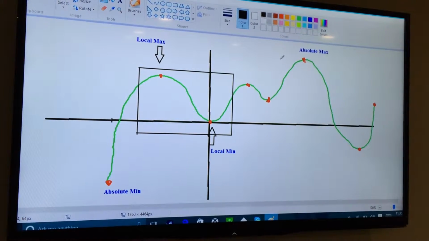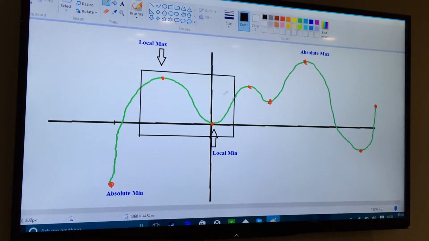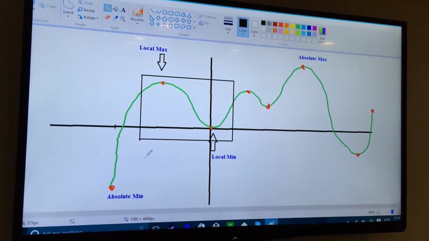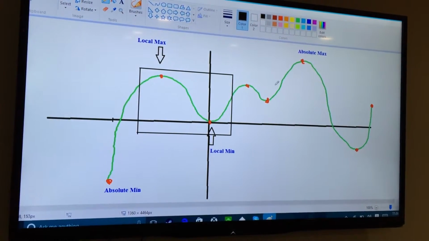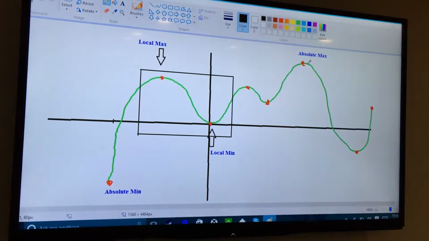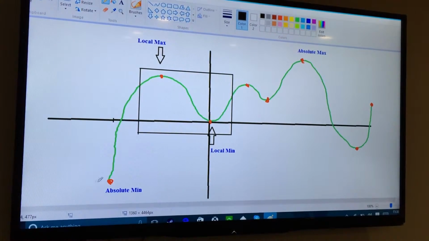Well, you can see here on the function that we drew, this crazy function here, you have an absolute maximum here and an absolute minimum here. These basically represent the points on the function where it's at its highest and at its lowest points.